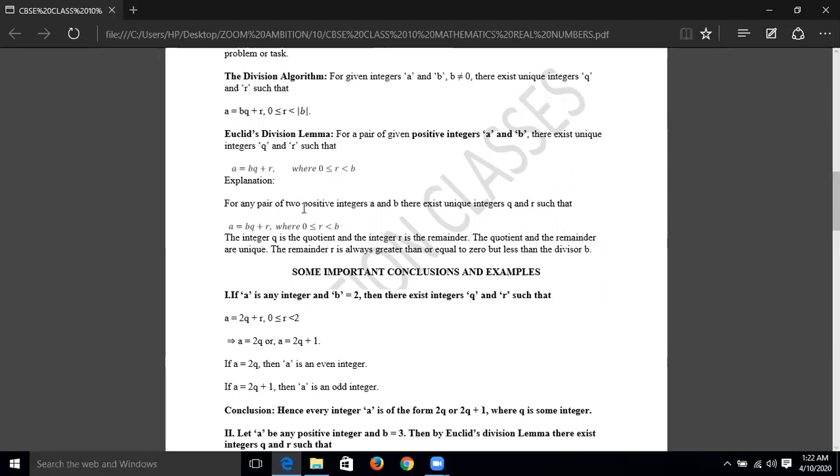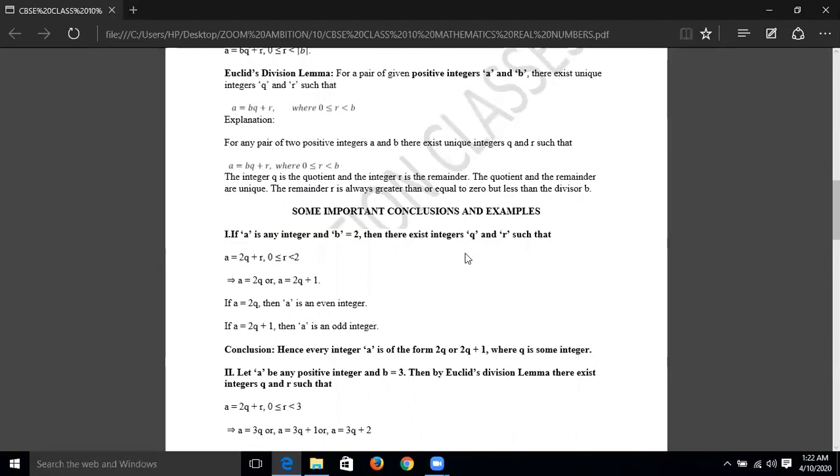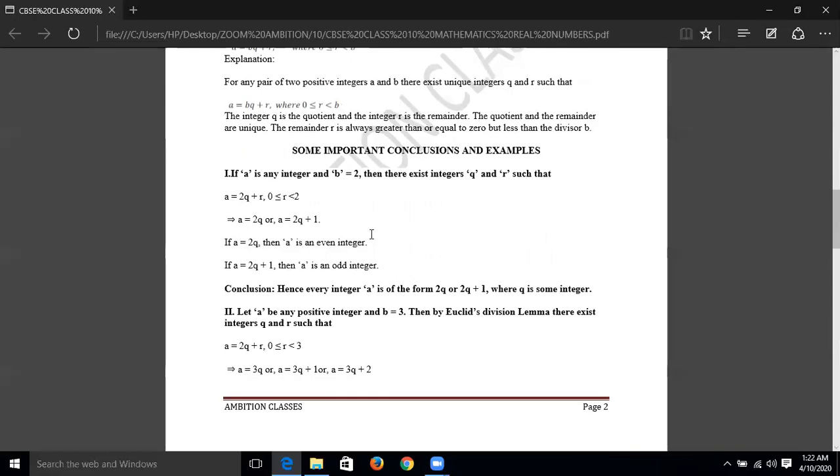So we can say for any pair of two positive integers a and b, there exist unique integers q and r such that a equals bq plus r, where r is greater than or equal to 0 but less than b. The integer q is the quotient and the integer r is the remainder. The quotient and the remainder are unique for given pairs of a and b. So this is very important. The remainder r is always greater than or equal to 0 but less than the divisor b. From this we can get some more important conclusions. So simply, it is asked again and again in the exam also.